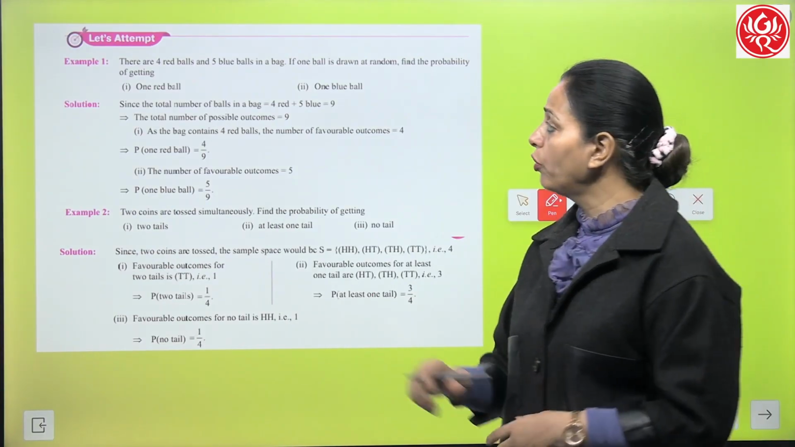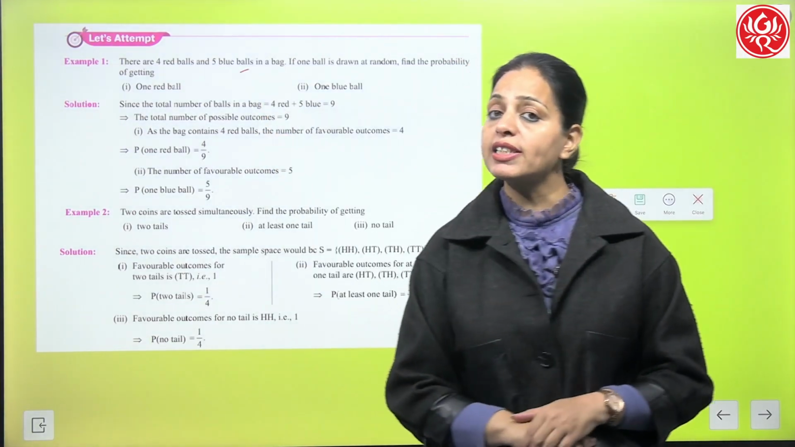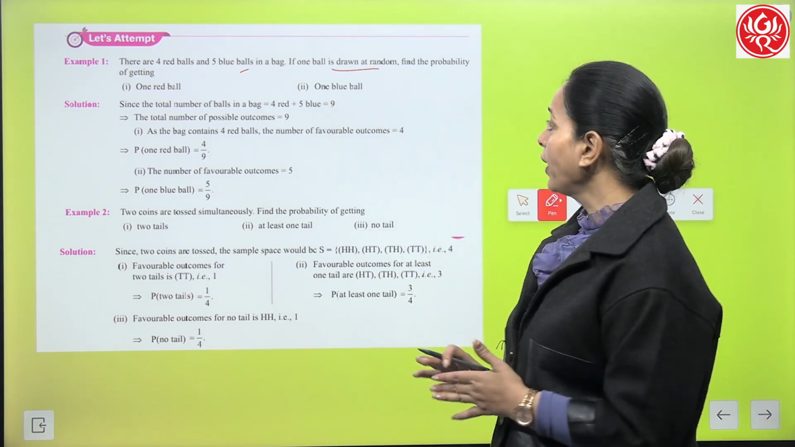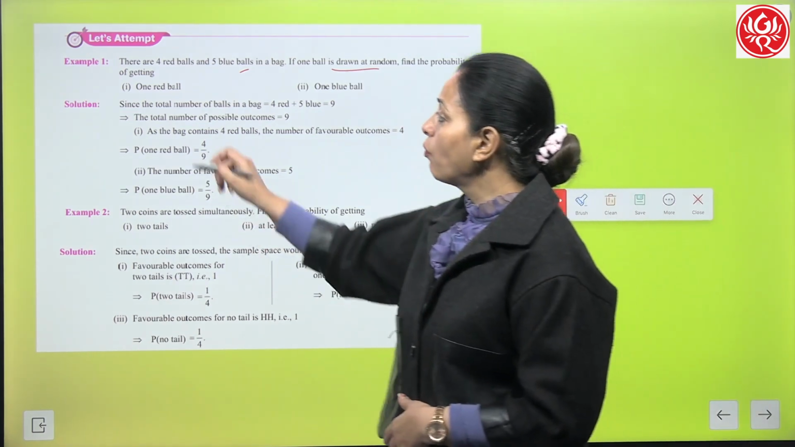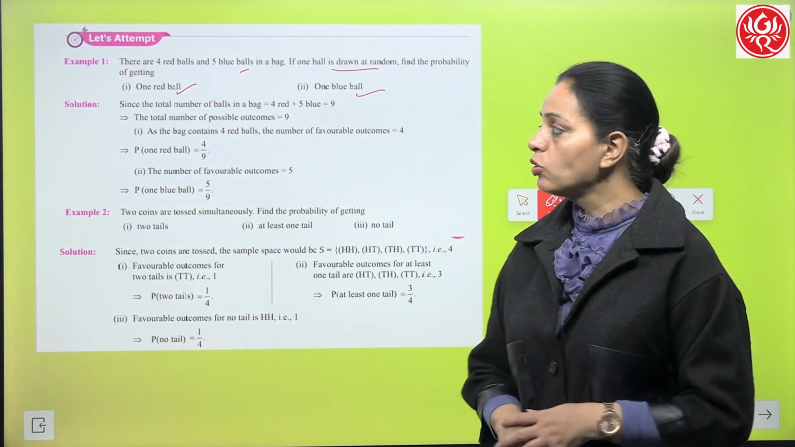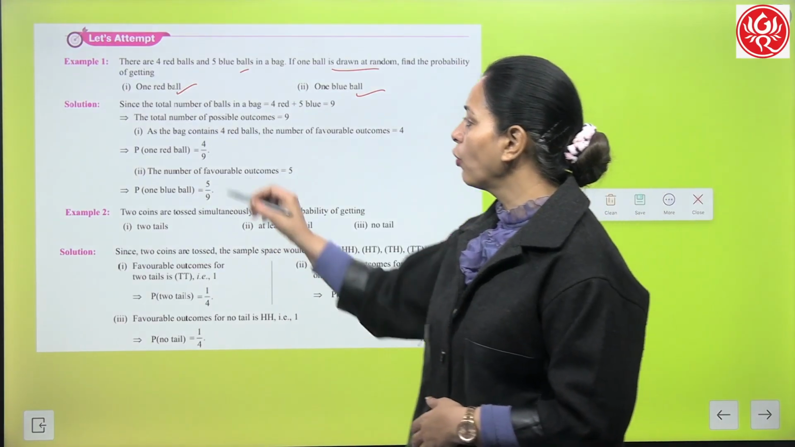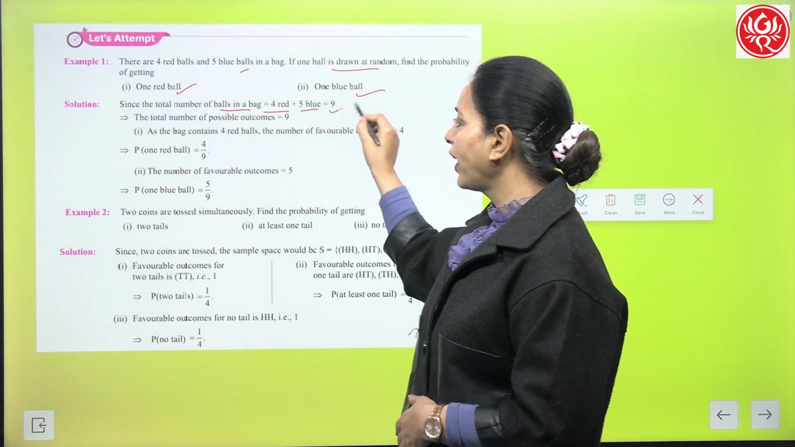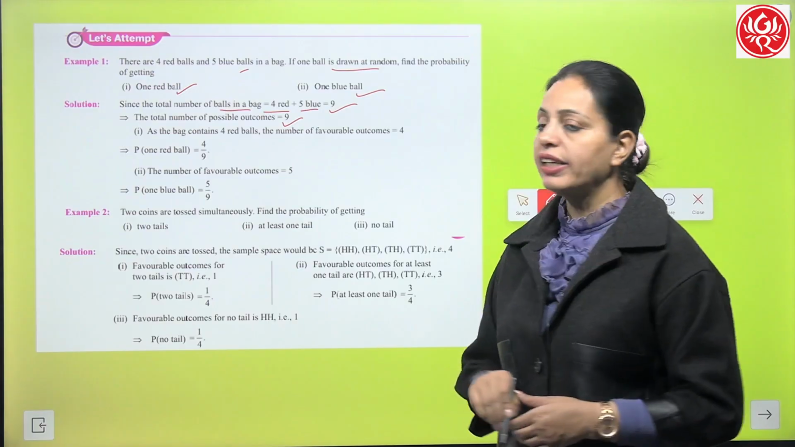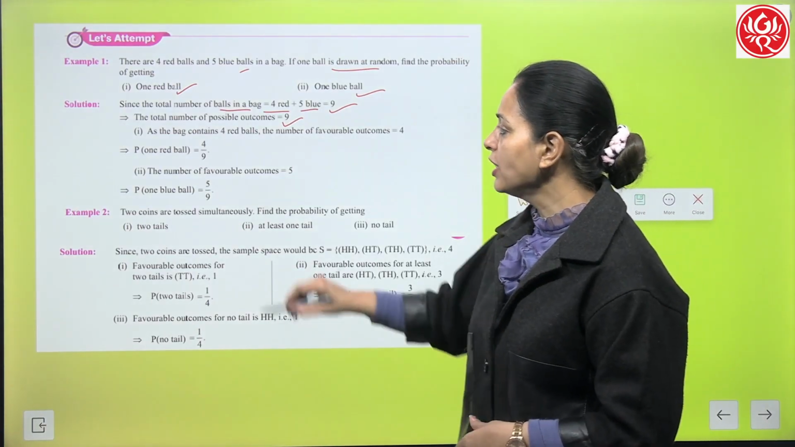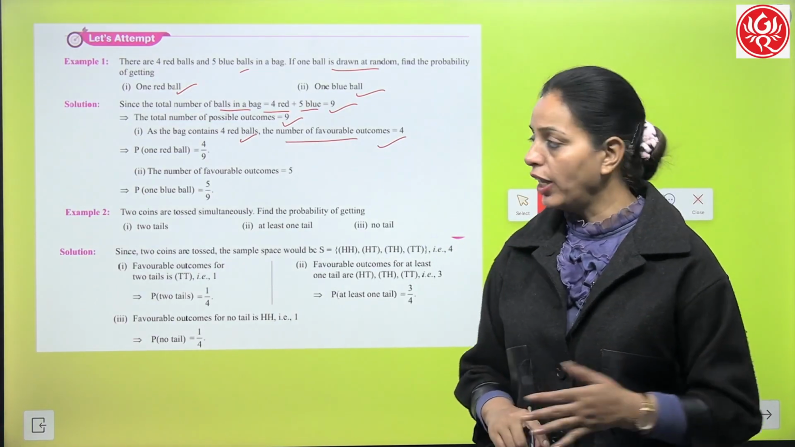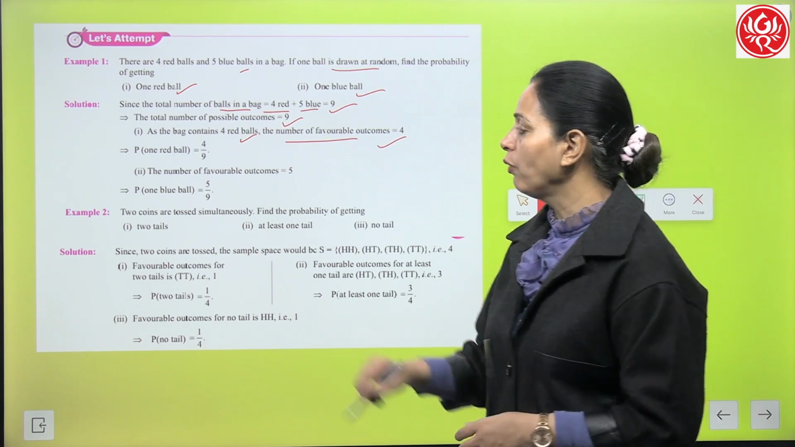Example 1, there are 4 red balls and 5 blue balls in a bag. Then if one ball is drawn at random, find the probability of getting 1 red ball and 1 blue ball. So first find the total number of balls in a bag. 4 plus 5, that is 9. So total number of possible outcomes 9. Now as the bag contains 4 red balls, the number of favorable outcomes 4. Okay, so what is the probability of getting 1 red ball?